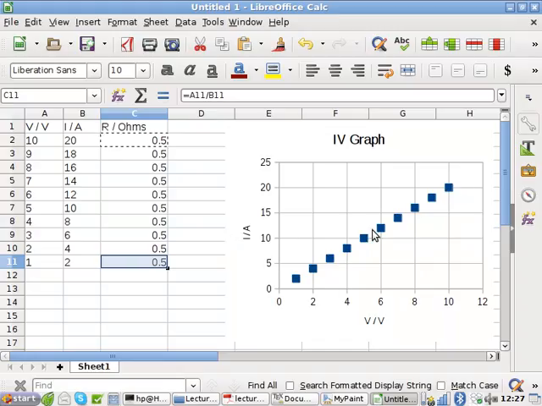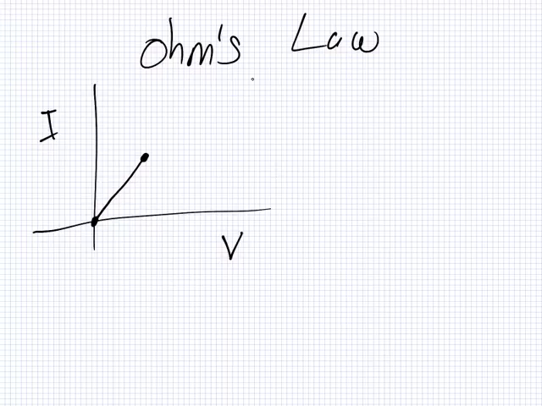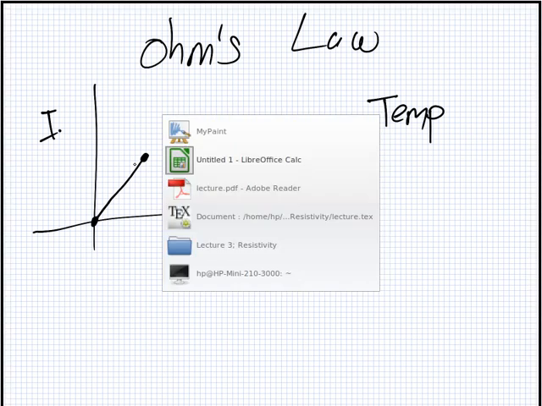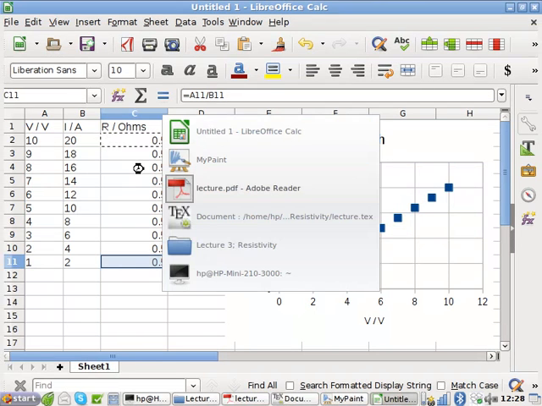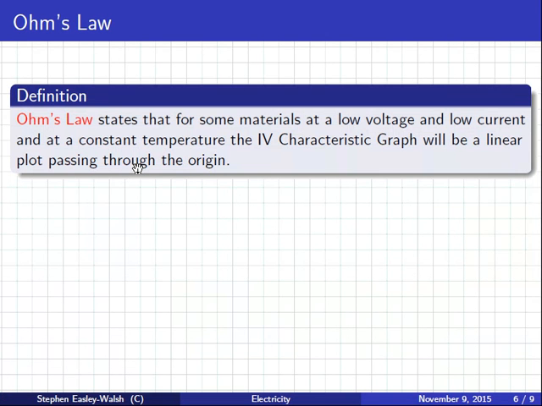It could be a curve. But Ohm said, if the I is small and the V is small, and the temperature is constant, then usually this will be a straight line. But not always, just usually. So, in my opinion, it's not even really a law, because it's not always true. So, the idea is just simple. Usually it's a straight line. Now, this is not always true.